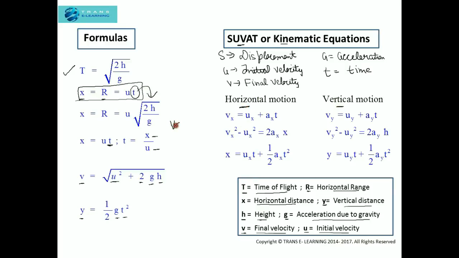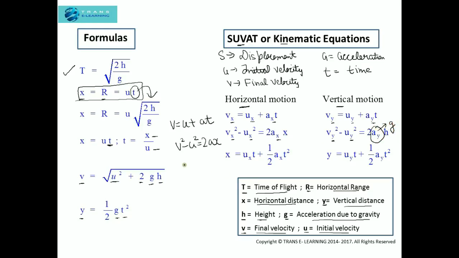Like the general equation is v equals u plus at, but for the horizontal motion we will add the subscript x, which stands for horizontal distance, and for the vertical motion we will write the subscript y, which stands for the vertical motion. The second equation is v square minus u square equals 2ax. For the x-axis we will use the subscript x, and for the y-axis we will use the subscript y, and ay is equal to acceleration due to gravity.